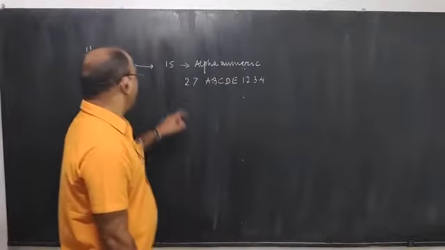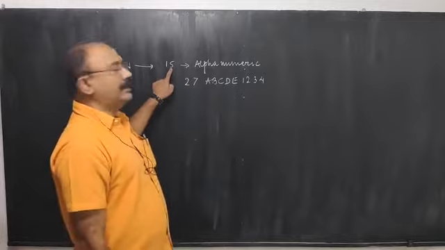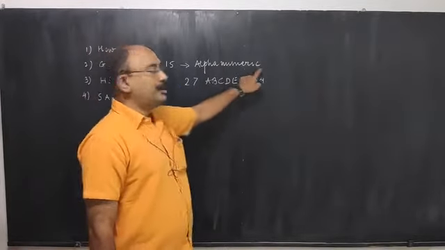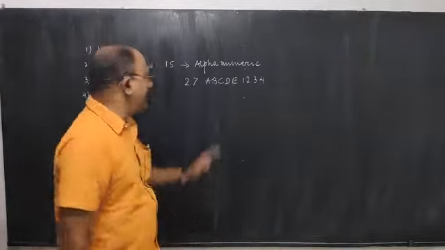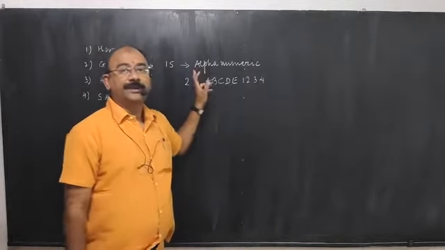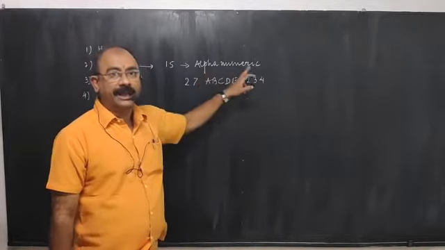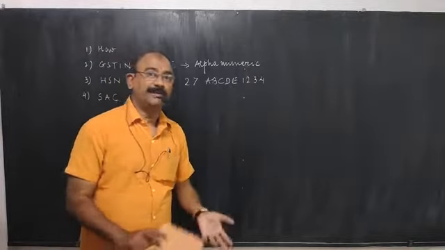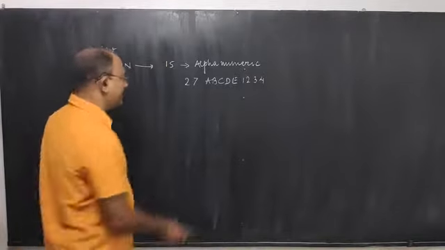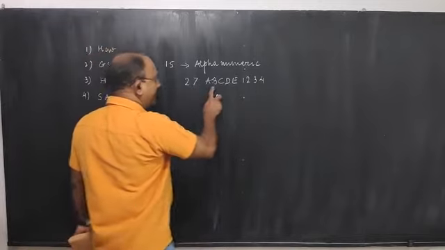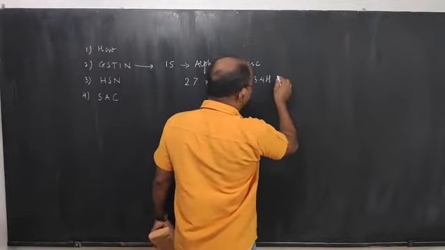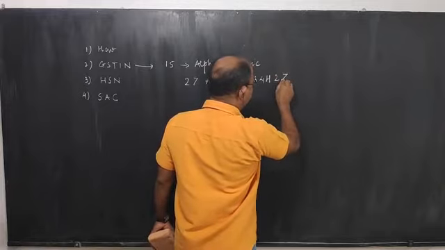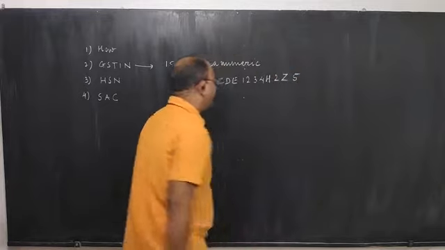What is GST? It is a 15-digit alphanumeric code. Okay, a 15 character alphanumeric code. Alphanumeric means what? Alphabet and numbers, the combination of alphabet and numbers. Let me give you one example. 27 A B C D E 1 2 3 4 H. Here let me write 2 Z 5.